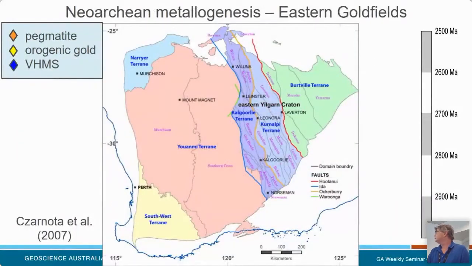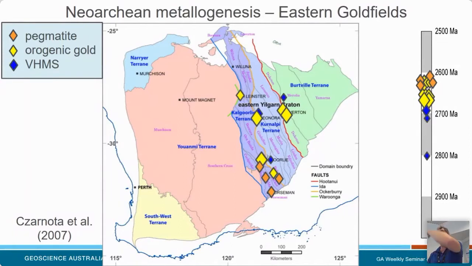So now we're going to go to the Eastern Goldfields terrane, and we're going to start again with the VHMS deposits. So you had one at about 2800, a bunch at about 2700. Then you go to the orogenic gold deposits, and this is where most of the mineralization in the Eastern Goldfields is. And again, it's relatively constrained. There's two events probably. And then finally at the end, you get the pegmatite deposits. So again, we're seeing that tripartite zonation in time.